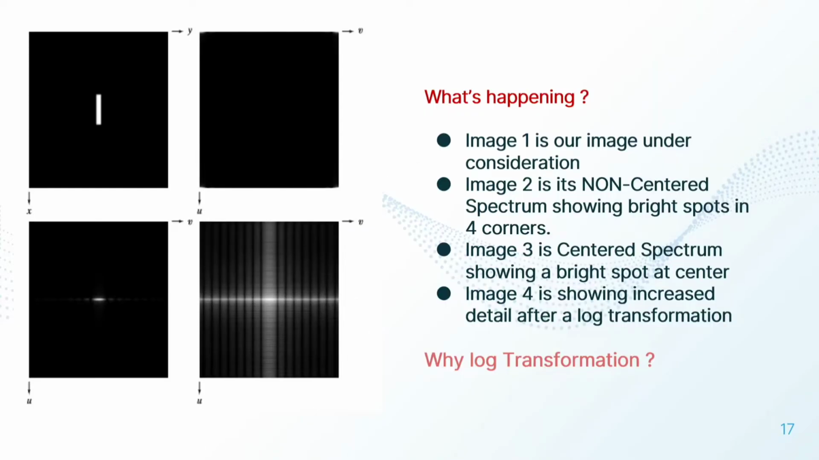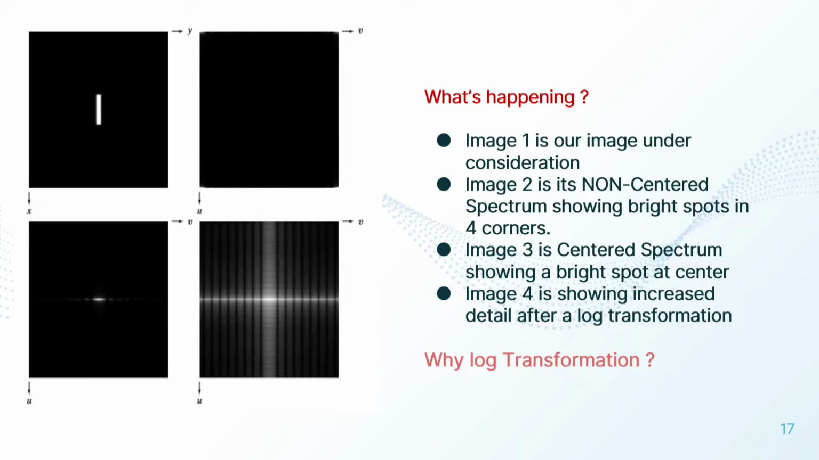Now we will see how the properties we have learned so far are useful in image processing and how they are valid. In this, image 1 is a simple image under consideration. Image 2 is its non-centered spectrum showing bright spots in four corners, which we cannot see clearly as the origin is not yet shifted. The image shows its spectrum whose values were scaled to the range 0 to 255 and displayed in image form.